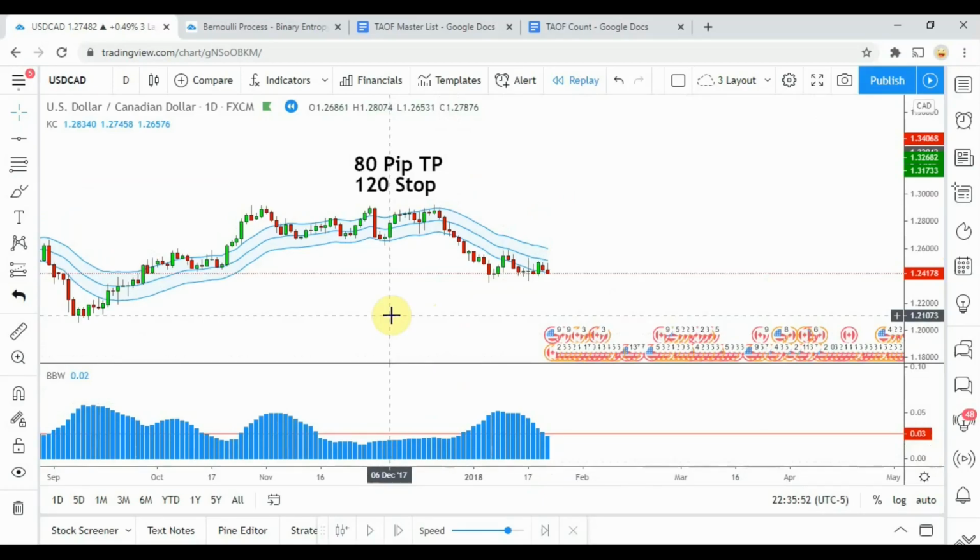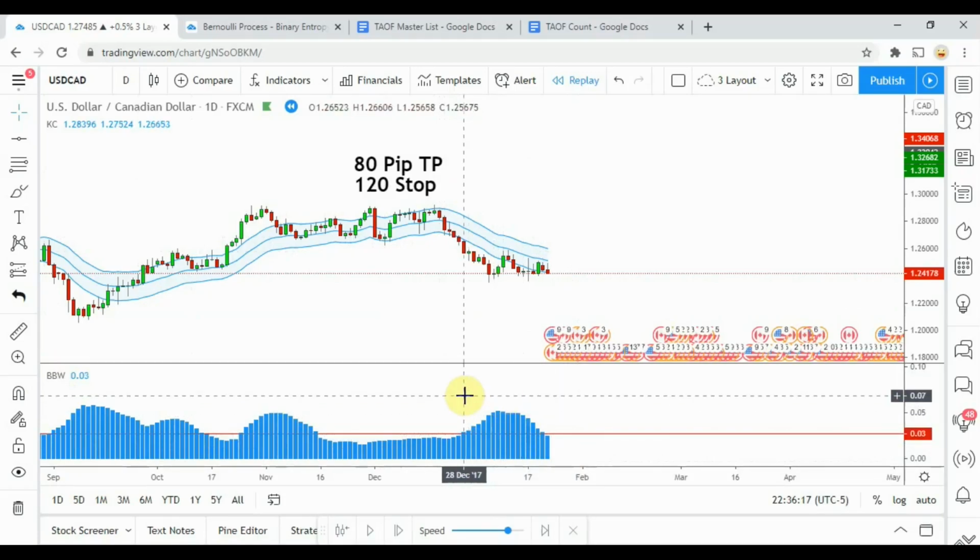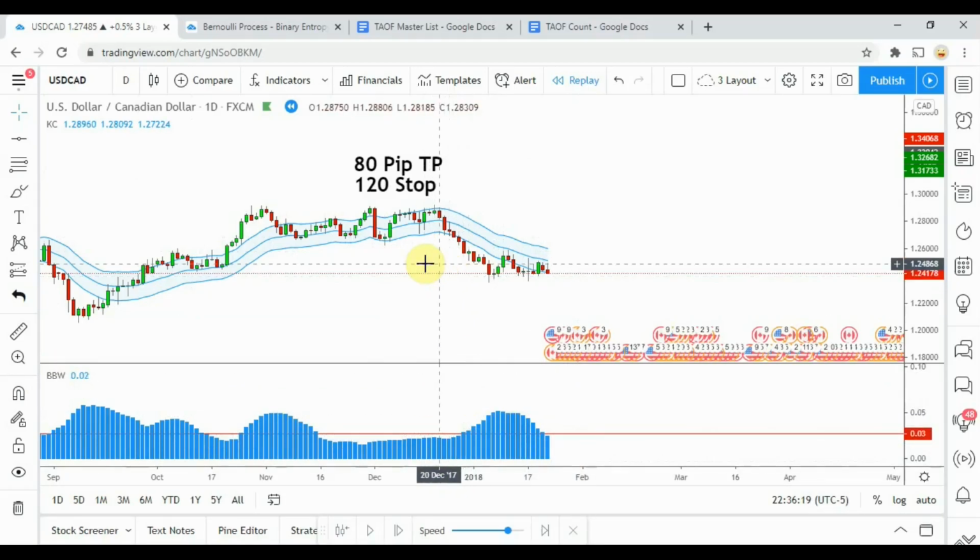What we are looking for is price action to break and close beyond either the upper band or the lower band of the Keltner channel. And when it does that, for it to be a valid entry, either short or long, the Bollinger Band width needs to be above our designated line, showing that we have momentum in the market to then take that trade.